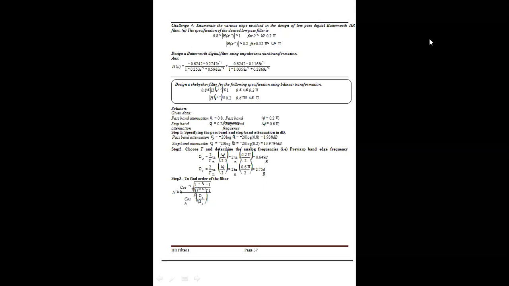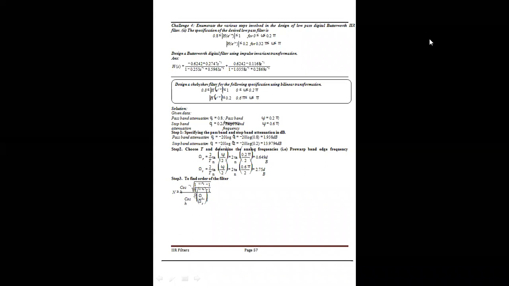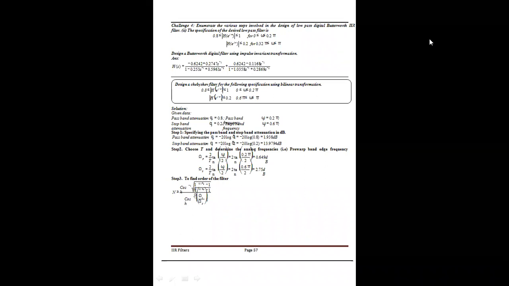What are all the given data over here? Pass band attenuation, stop band attenuation, pass band frequency, and stop band frequency. So pass band attenuation is 0.8, pass band frequency is 0.25, stop band attenuation is 0.2, and stop band frequency is 0.65. Then we have to find the pass band and stop band attenuation in decibels. We use the formula 20 log of the pass band value and 20 log of the stop band value, so we get 1.938 decibel and 13.9794 decibel.